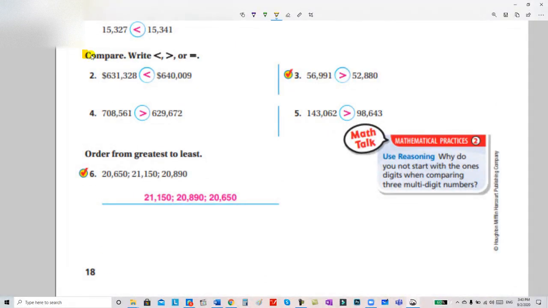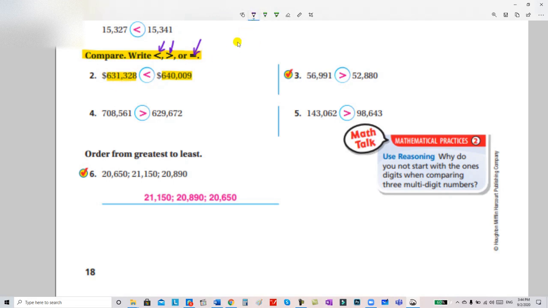Okay, here, compare. Write smaller than, greater than, or equal. As we all know, we are using these signs to compare between numbers: smaller than, greater than, and equal. So we are going to compare between these two numbers without using our place value chart. Okay, let's learn how to compare between them.